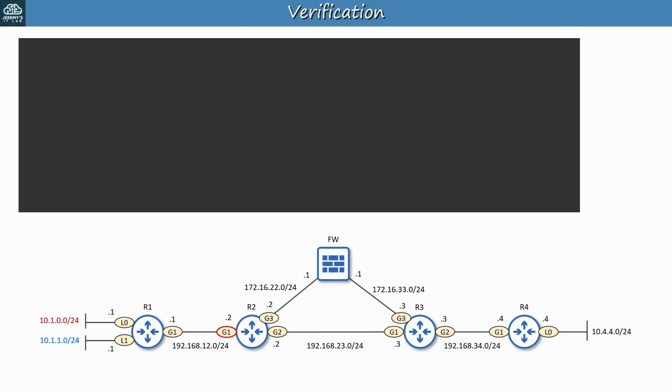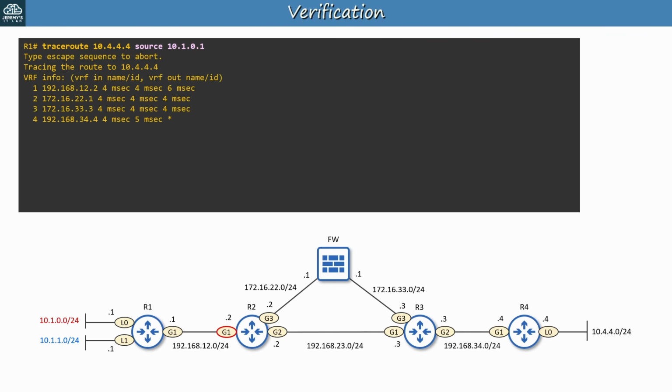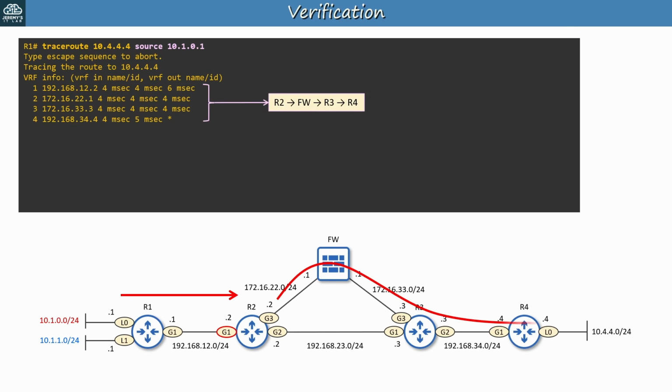Now let's verify that it's actually working by sending a couple of traceroutes from R1. First, traceroute 10.4.4.4, source 10.1.0.1. This will send a traceroute from R1's loopback 0 interface. This IP matches the ACL referenced by the route map, so it should be policy routed by R2. And here is the output. As you can see, the packet went to R2, then the firewall, then R3 and R4. So it looks like it's working.